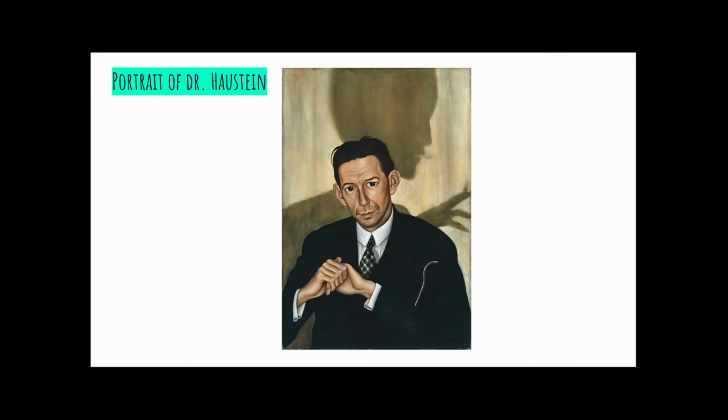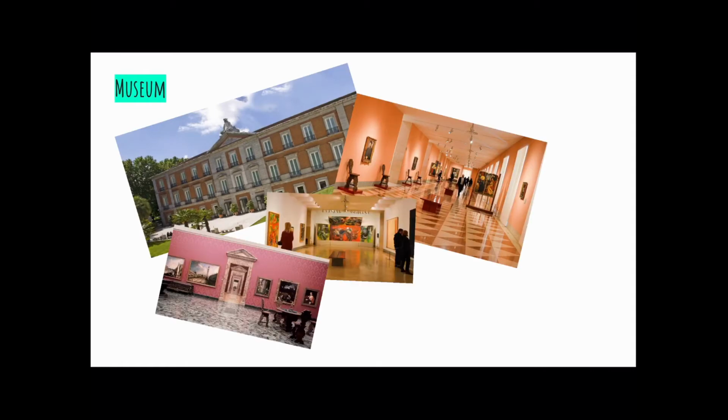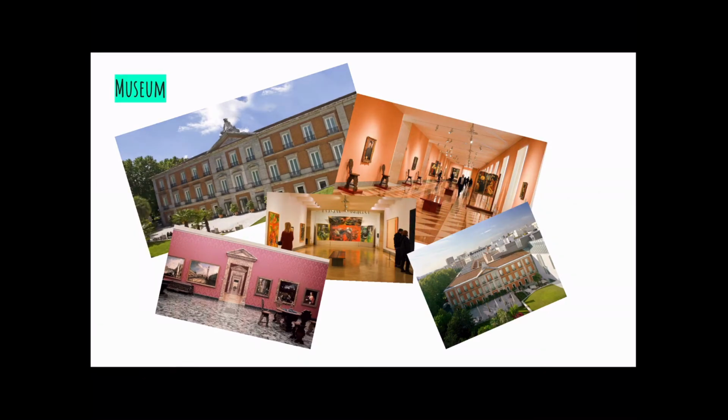First of all, we are going to talk about the artist. During his mature period, Christian Schad concentrated almost exclusively on the portrait genre. The portrait of Dr. Haustein was painted in Berlin in 1928 by him. It's located in Museo Nacional Thyssen-Bornemisza, one of the most famous museums in the capital of Spain, Madrid, and one of the most important ones in the world.